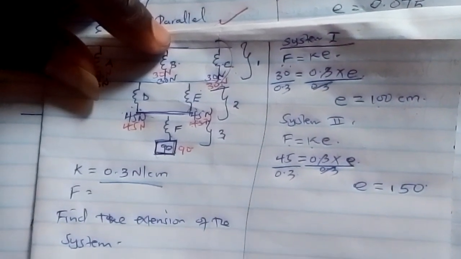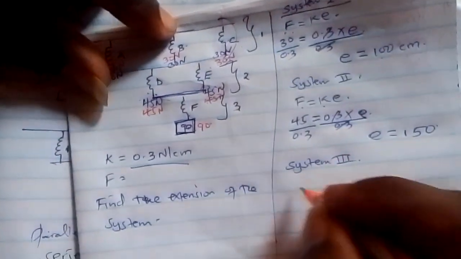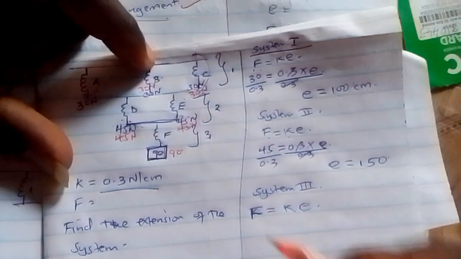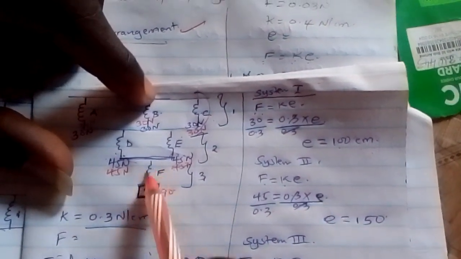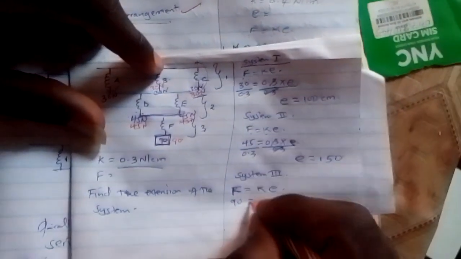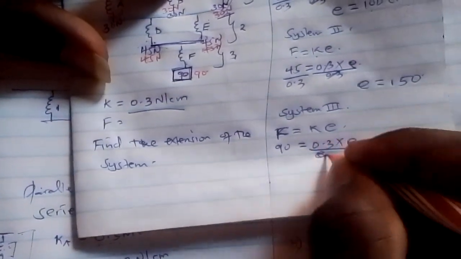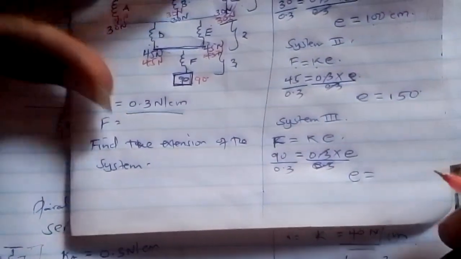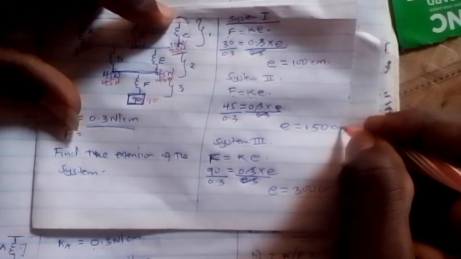Yeah, 150. Let's go to system 3. System 3, force is equal to constant times extension. And our force on system 3 is not being shared with any of the other springs. It's only one spring being used. Now the force, 90, is equal to the constant, 0.3, multiplied by the extension. Divide by 0.3, divide by 0.3. This one goes with this one. Now our extension on system 3 will be equal to 90 divided by 0.3, that is 900 divided by 3, which is 300 centimeters, and here was also centimeters.